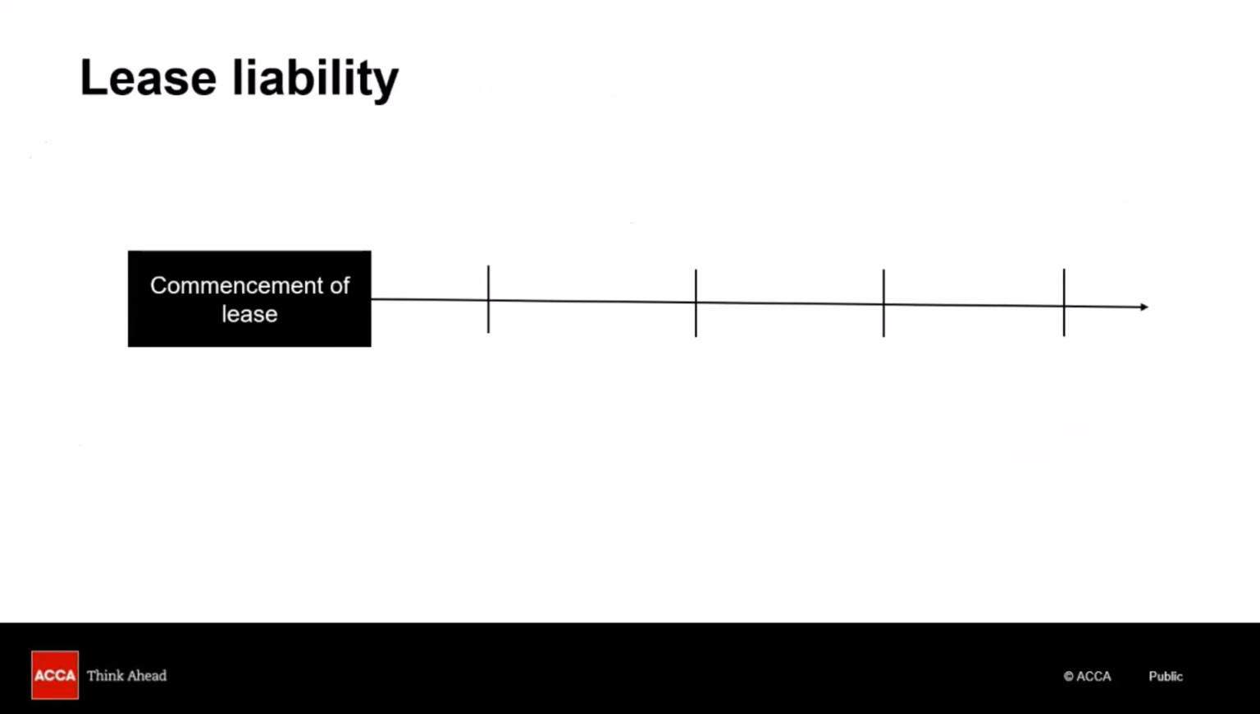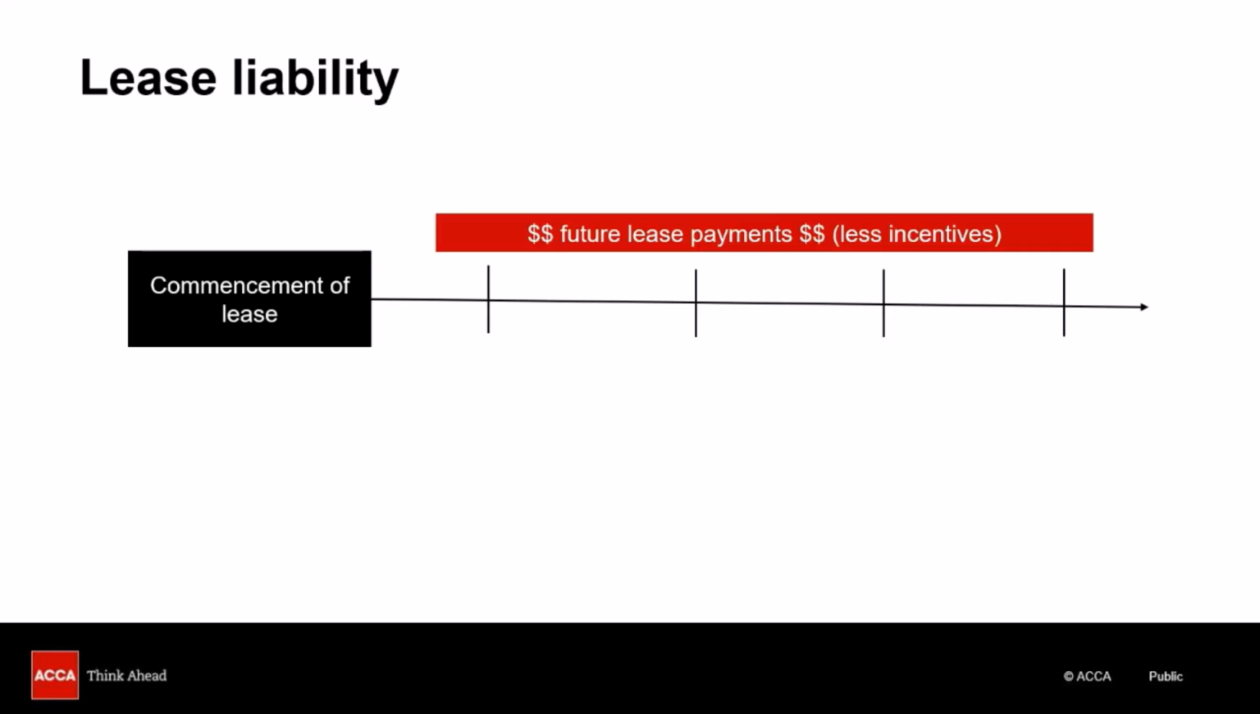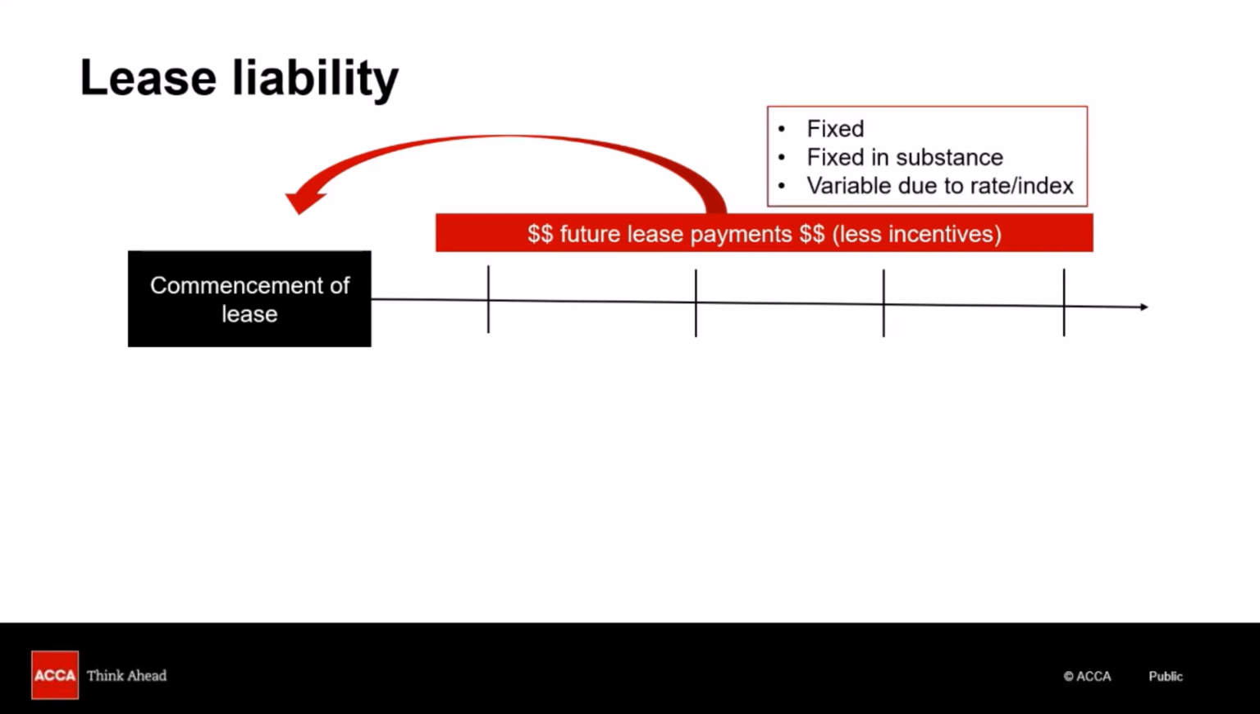Now, moving on to how lease liability is recognized in the financial statements. Basically it is the present value of future lease payments. And in these cases, if there is any incentive, that is subtracted. So the actual value of payments is taken and then they are brought to present value to recognize the lease liability today at the commencement of the lease. Now, when we talk about future lease payments, what are the payments which are included?